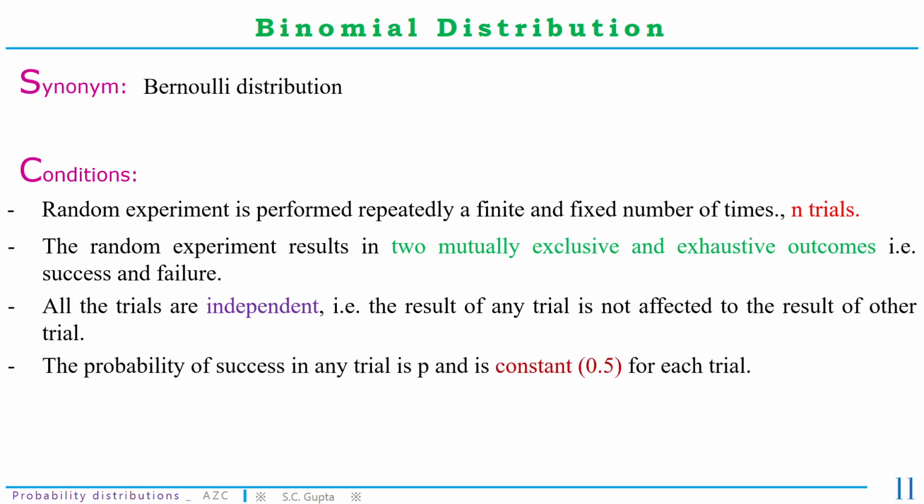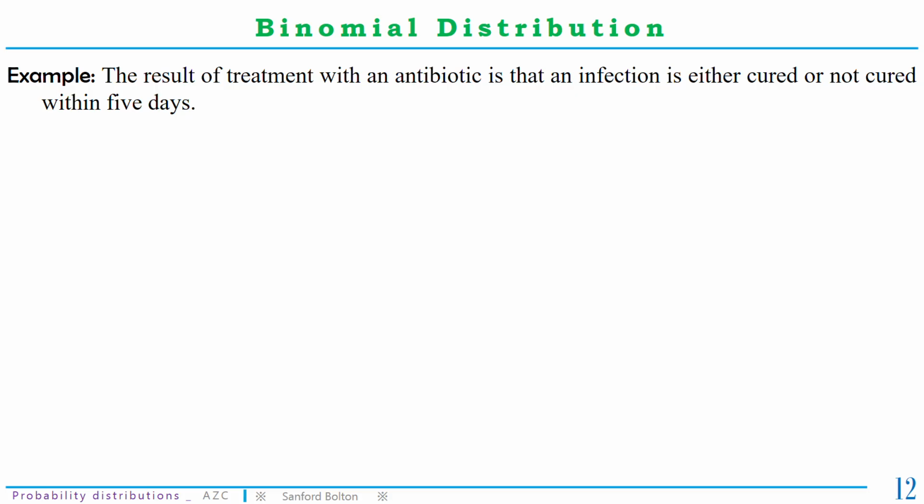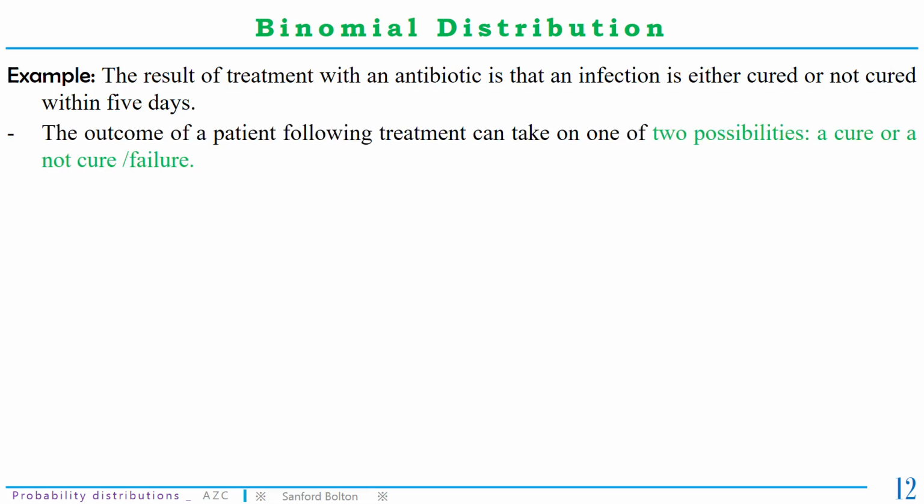The probability of success in any trial is P and is constant, that is, a value of 0.5. For each trial, P is equal to 1 minus Q, and so Q is equal to 1 minus P. Example: the result of treatment with an antibiotic is that an infection is either cured or not cured within 5 days. The outcome of a patient following treatment can take on one of two possibilities: a cure or a not cure, that is, failure.